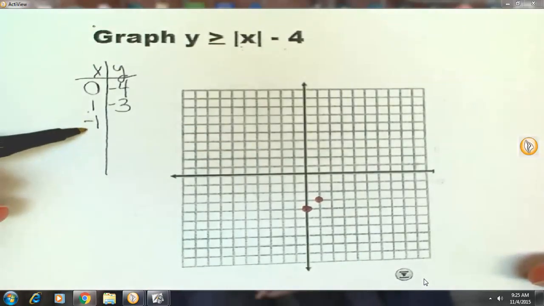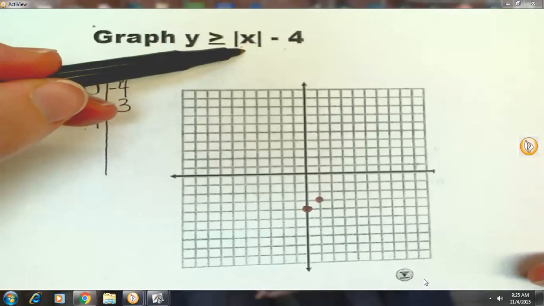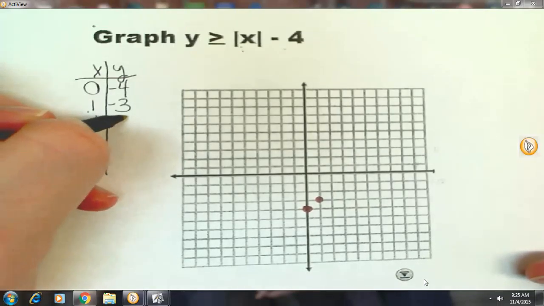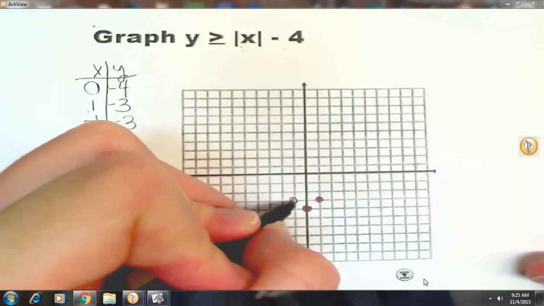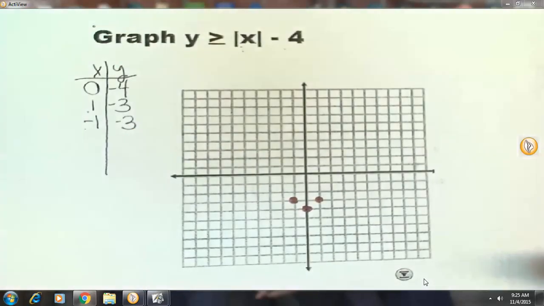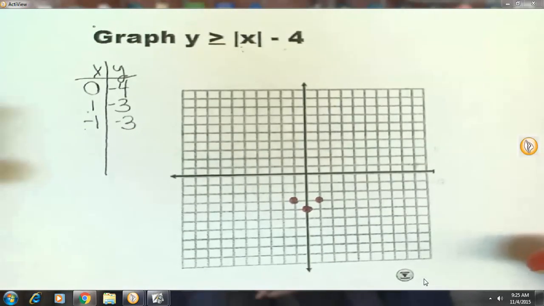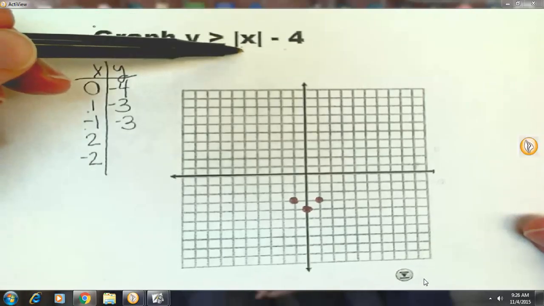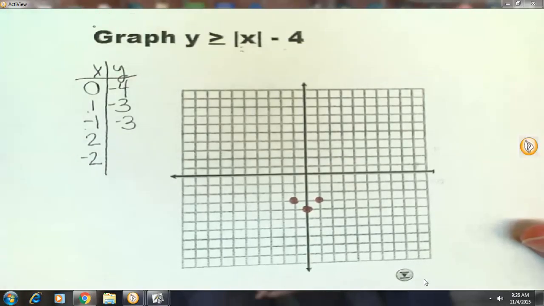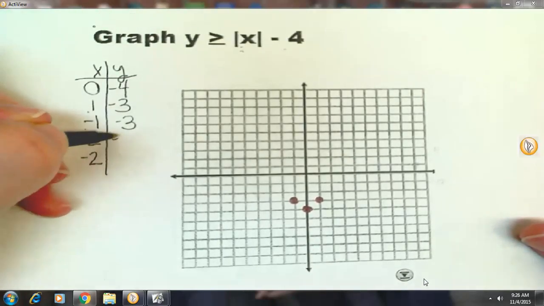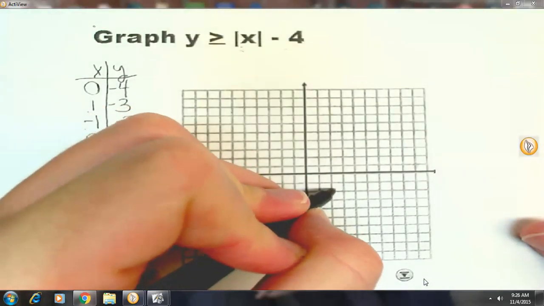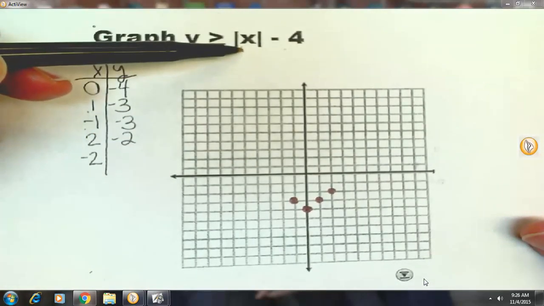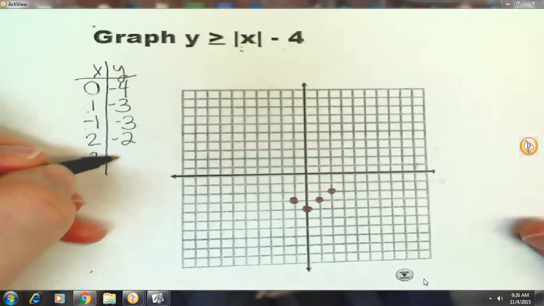If I put negative 1 in, the absolute value of negative 1 is? 1 and 1 minus 4, negative 3, once again. Let's pick a few more points just to make sure. It looks like our V is starting to form, but I want to make sure we have the correct graph. So put 2 in, the absolute value of 2 is 2. 2 minus 4, negative 2. Put negative 2 in, the absolute value of negative 2 is 2, and 2 minus 4.